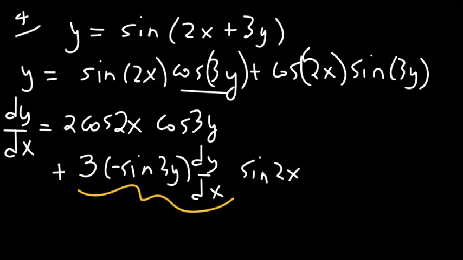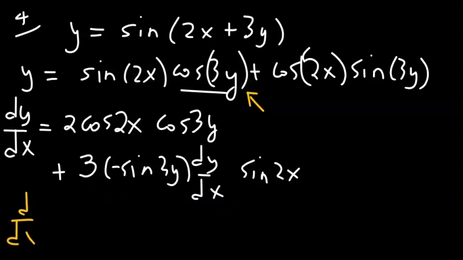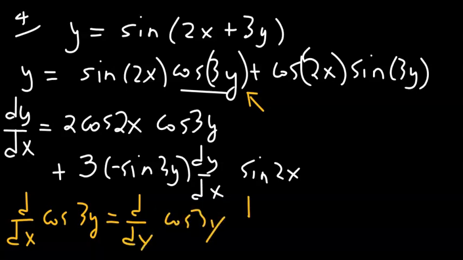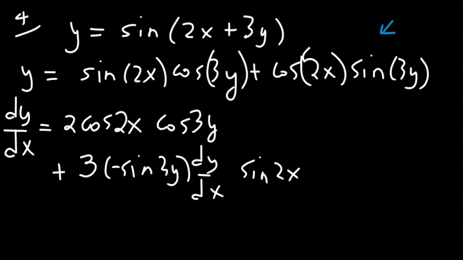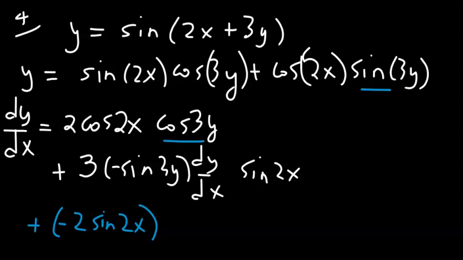How did you get this term when you differentiate that with respect to x? We have d/dx of cosine 3y is d/dy of cosine 3y times dy/dx. So that's how you get this term. And sine 2x just follows. Now let's do this. Again, you differentiate this with respect to x. That's going to give you minus 2 sine 2x, because when you differentiate cosine, you get minus sine. Sine 3y follows.